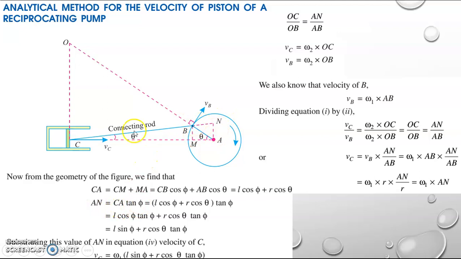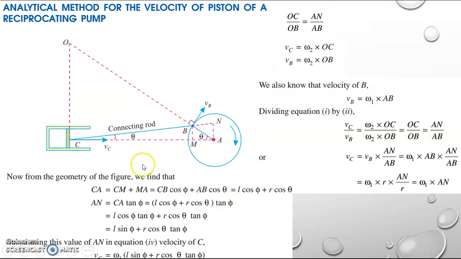So AN is a part of triangle ACN, and we get an angle. We already marked the theta here, so we will be marking it as phi. So correct it as phi. So AN can be written as CA tan phi, where CA is equal to CM plus AM. CM can be written as CB cos phi, and AM can be written as AB cos theta.